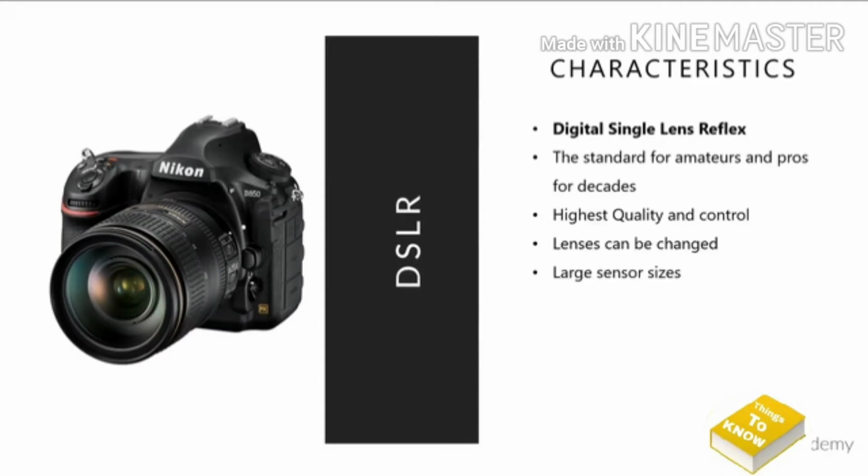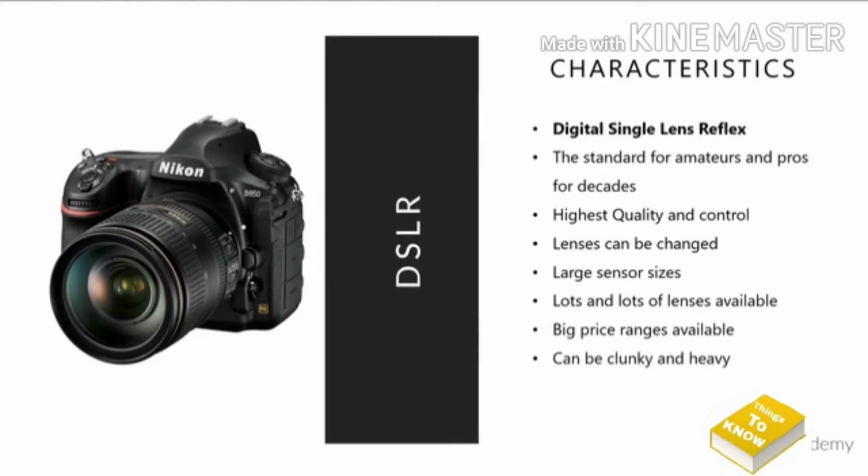Lenses can be changed. We have large sensor sizes here as well. Lots and lots of lenses are available to us with these cameras. They've been around for so long. Film lenses can be used with digital single lens reflex cameras as well. So if you have a film SLR, those lenses likely can be used with your digital SLR, provided that they are compatible, provided that they are the same mount. There's a big price range available. In fact, it's cheaper to buy an entry-level DSLR now than it is to buy an entry-level mirrorless camera. So that is definitely something to consider.